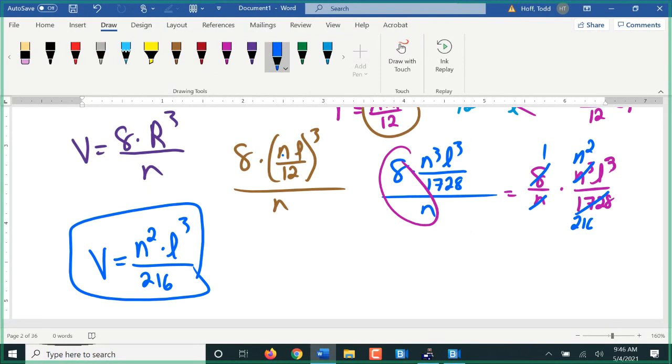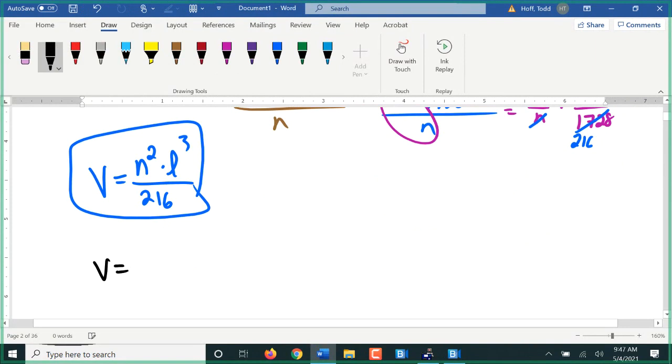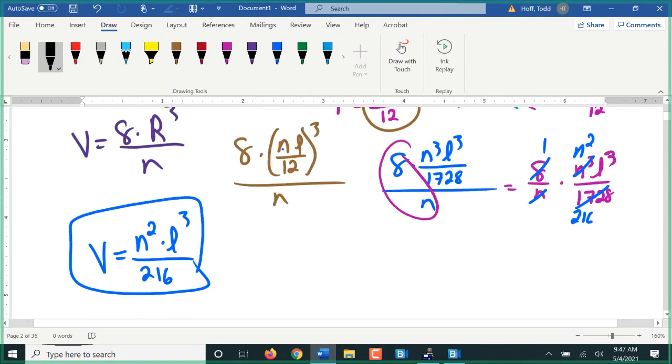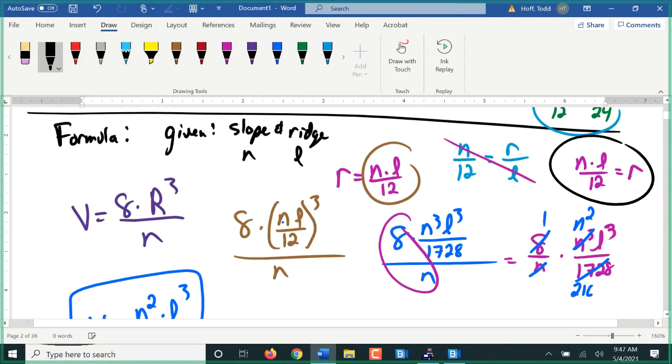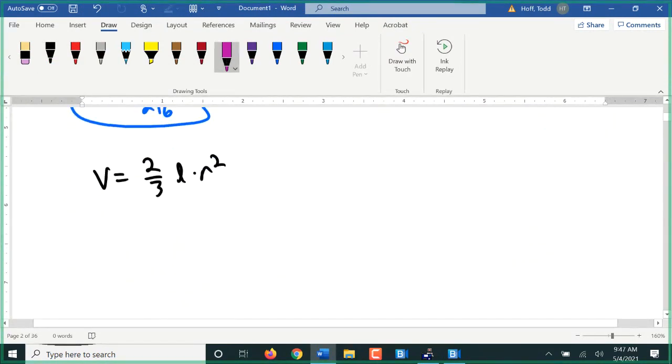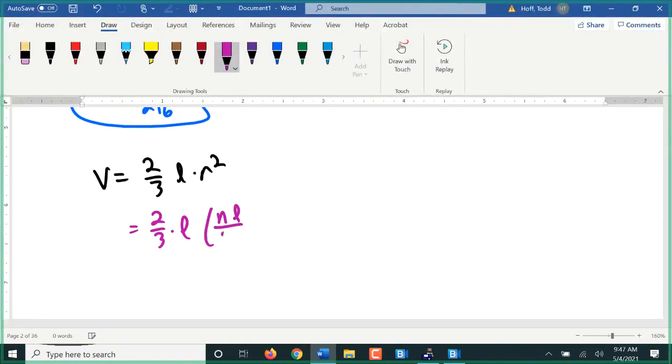Interestingly, we would get the exact same formula if we had worked from the other volume formula. The volume of that is 2/3 times L times R squared. If I put in that expression for R, N L over 12, this is 2/3 times L times N times L over 12 squared. The 2/3 L are going to stay as they are.